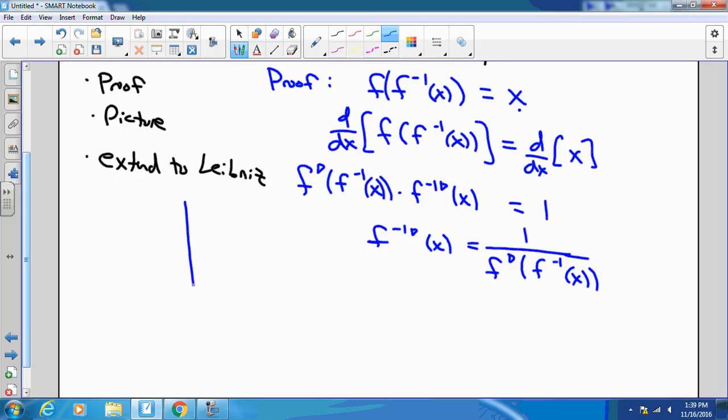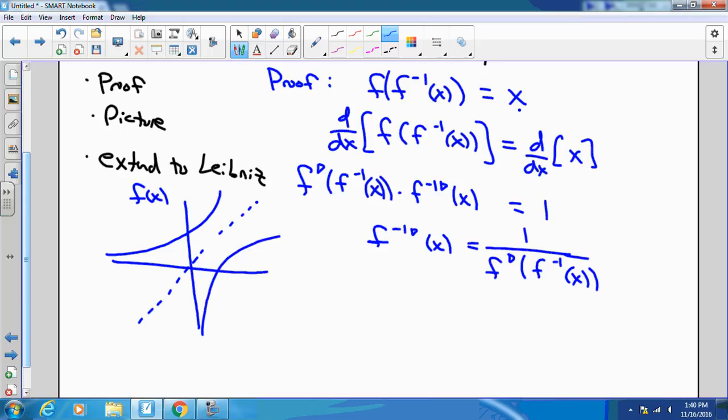Now, here's the picture that goes along with it. Suppose I have some function f, and I'll make my f look like this. First of all, is this function a one-to-one function? Yes, it passes the horizontal line test, and therefore it is one-to-one, and therefore it has an inverse. And I can generate the graph of that inverse by reflecting over the line y equals x, so that the graph of my inverse is going to end up looking something like this.